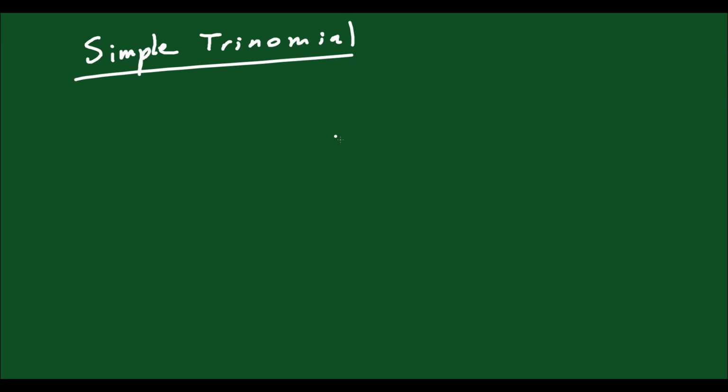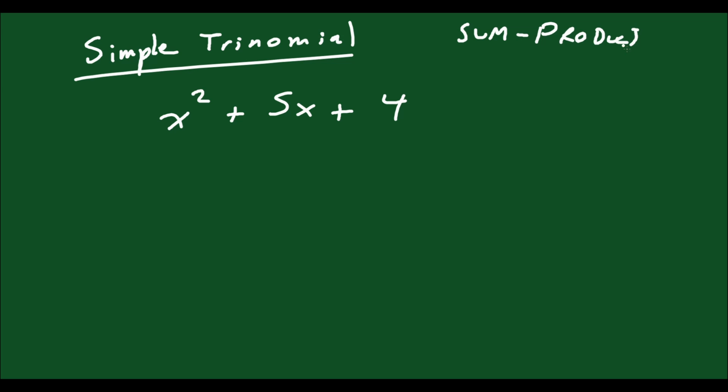Let's look at a simple trinomial. What is a simple trinomial? A simple trinomial is something like x squared plus 5x plus 4. The reason we call this simple is because there's a 1 on the front of your x squared. We don't usually write it, but if there's no number there, we assume it's a 1. If that's the case, we call it a simple trinomial, and all you have to do is use the sum product method.